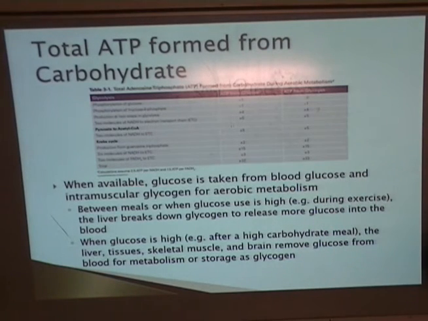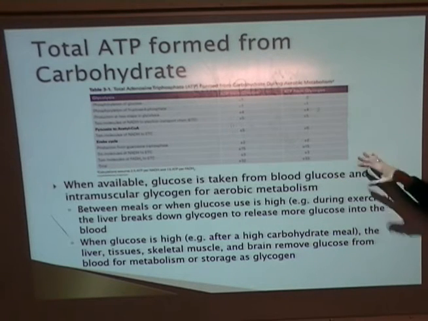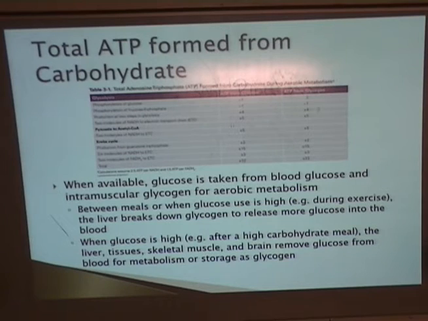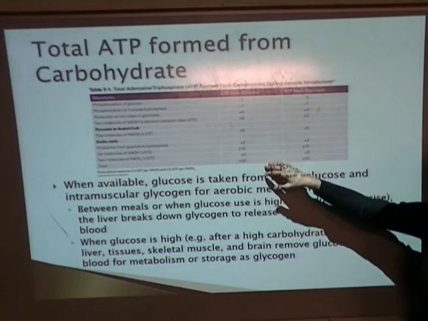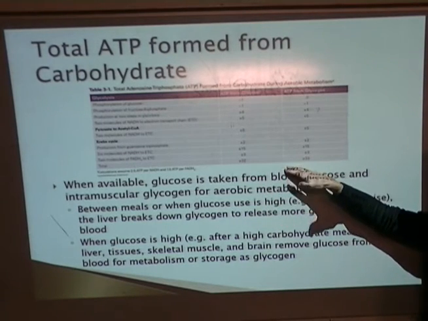That number has changed since I was your age. It was 30. I suspect it will change again. All right? So the number is not the important thing. The important thing is it's not very much.